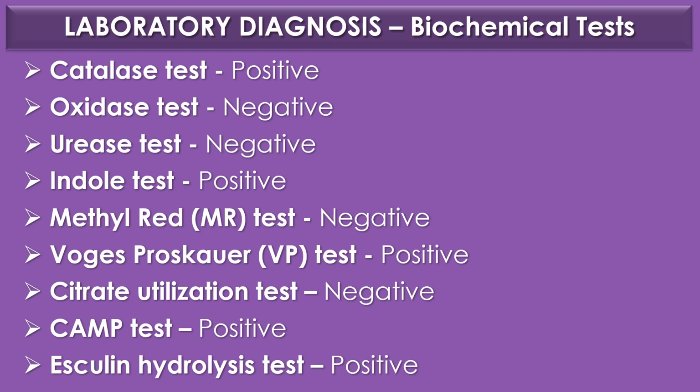Next, biochemical tests. Catalase test positive, oxidase test negative, urease test negative, indole test negative, methyl red test negative, Voges-Proskauer test or VP test positive, citrate utilization test negative, CAMP test positive, esculin hydrolysis test positive.